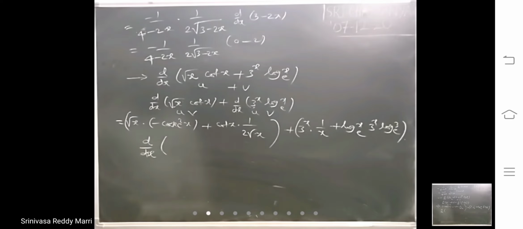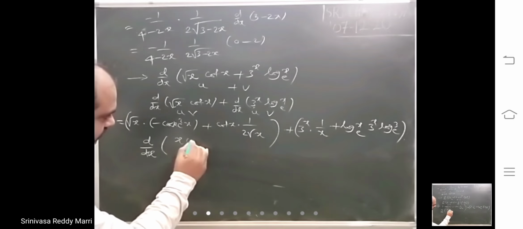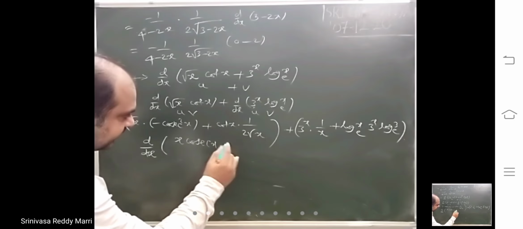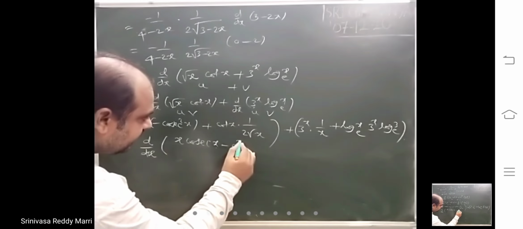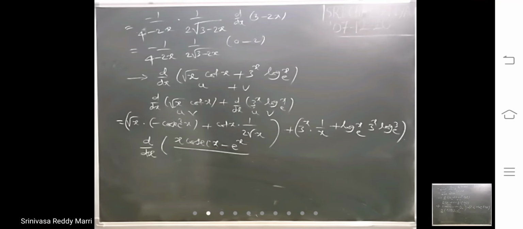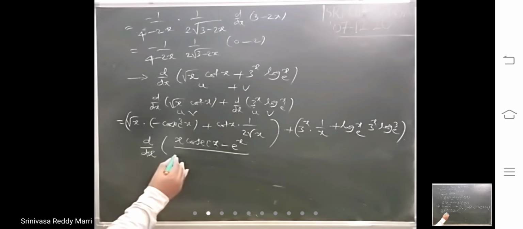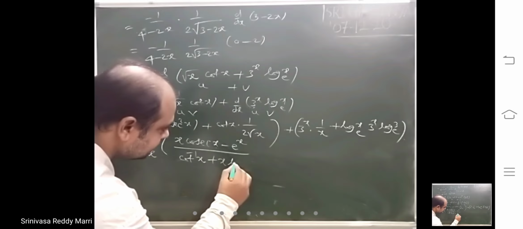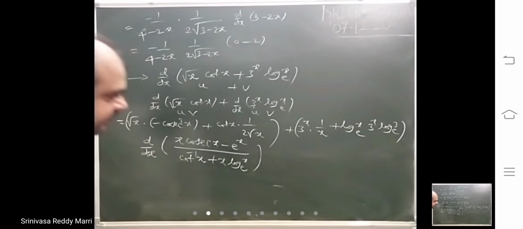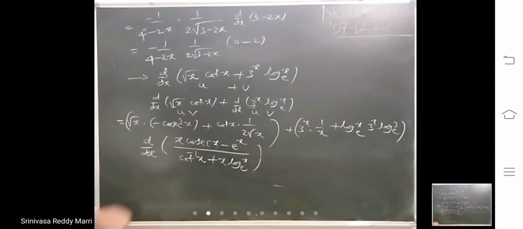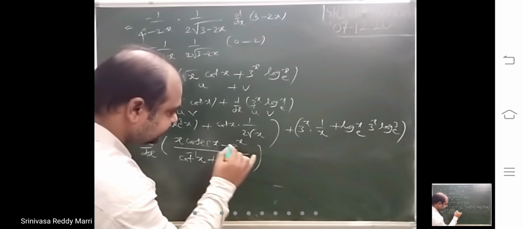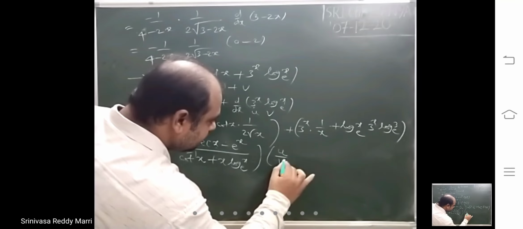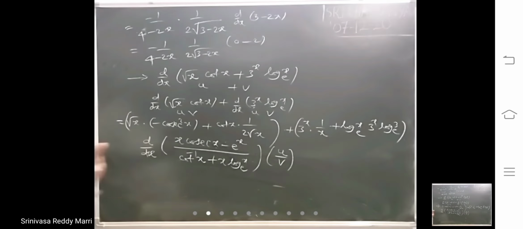Suppose d by dx of x cosecant x minus e power x divided by cot inverse x plus x log x. Suppose you have to find the derivative of this. It seems to be typical, but if we follow step by step, this is u by v. This is u, this is v.